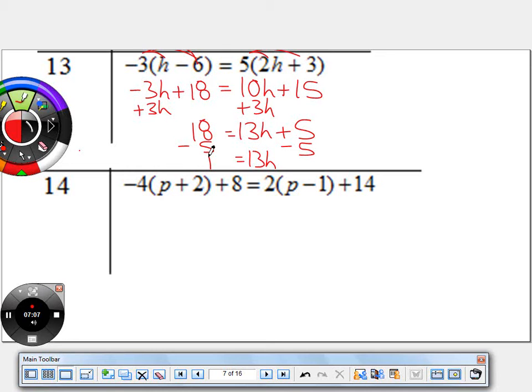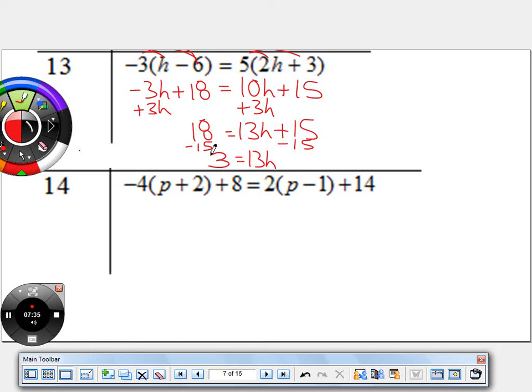Oh, you know what I did? I didn't bring this down correctly. So pardon me. Let me back up. Okay. So right here, I still have the 13h plus 15. So now I need to subtract 15. So minus 15, minus 15. And when you subtract those, you get 3.